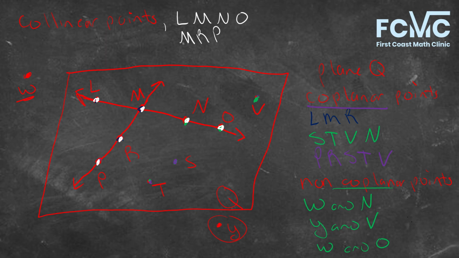Or what if we want non-collinear points? So we know that for any 2 points, we can make a line. So we want 3 or more points that we can't draw a line through. So what if we do maybe like V and S? For those 3 points, we can't draw a straight line through M, V, and S.